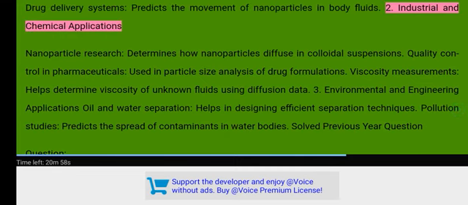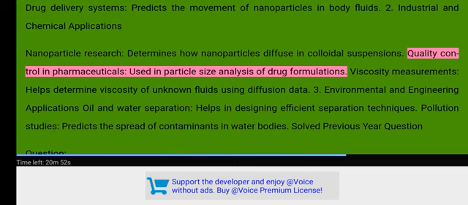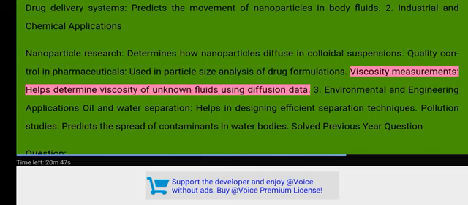2. Industrial and chemical applications. Nanoparticle research, determines how nanoparticles diffuse in colloidal suspensions. Quality control in pharmaceuticals, used in particle size analysis of drug formulations. Viscosity measurements, helps determine viscosity of unknown fluids using diffusion data.